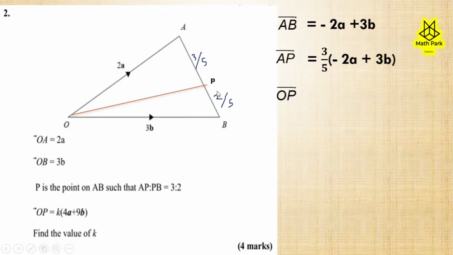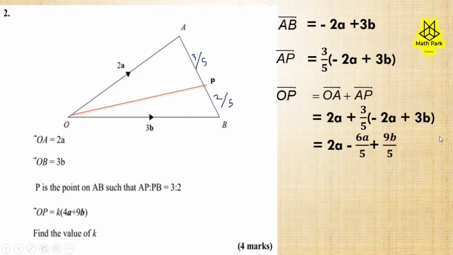OP is OA plus AP. OA is 2A and AP is 3/5 of minus 2A plus 3B. Let us expand. 3 times minus 2 is minus 6A upon 5 and 3 times positive 3 is going to be 9B over 5. LCM is 5. So 5 times 2 is 10A. 10A minus 6A is going to be 4A upon 5 plus 9B upon 5.